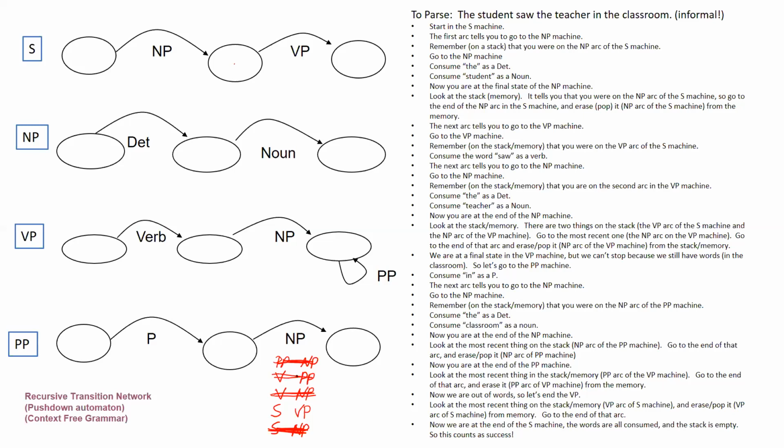And now with some magic, because I'm human and not an algorithm, I know that I'm out of words. So I've just got to finish now because I'm out of words, consumed all the words. So now I look, well, where do I need to go back to finish the VP arc of the S machine? I cross that off. I end up at the end of the S machine. Yay, we finished. We consumed all the words. We crossed off all the items in the stack memory, and we're at the end.